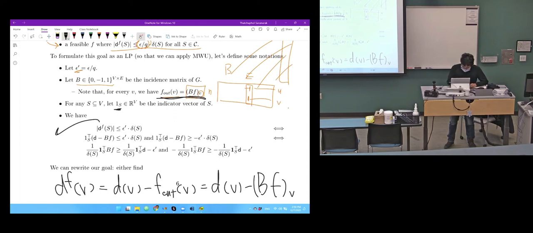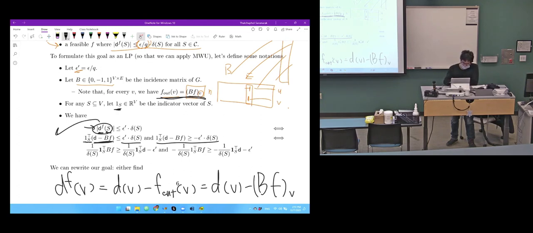Basically, this as a vector, you can write it as this thing, and you sum over all nodes in S, so this is the same thing as multiplying by 1_S. And you want this to be at most this. But you need to have the other side of the constraint too, because this is in absolute value. So you get this thing, that is, this is at least minus epsilon times the cut size.